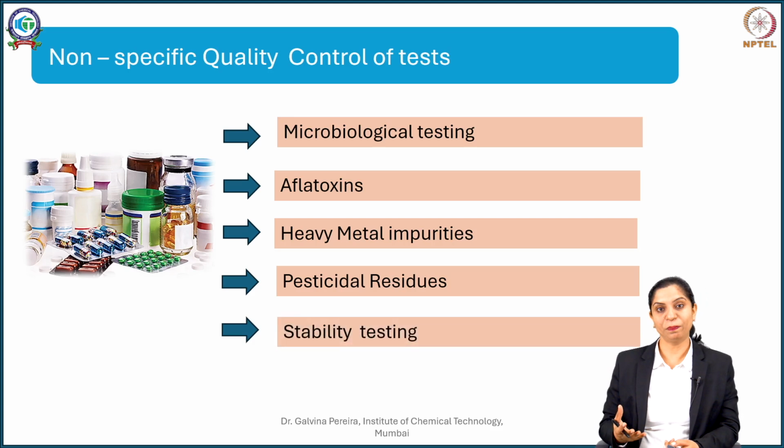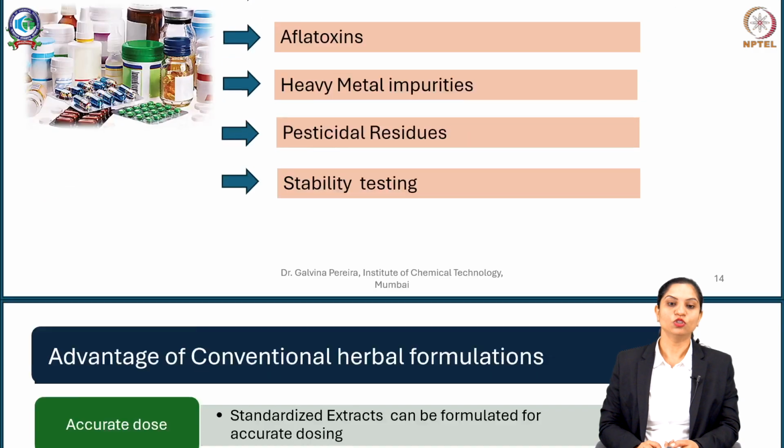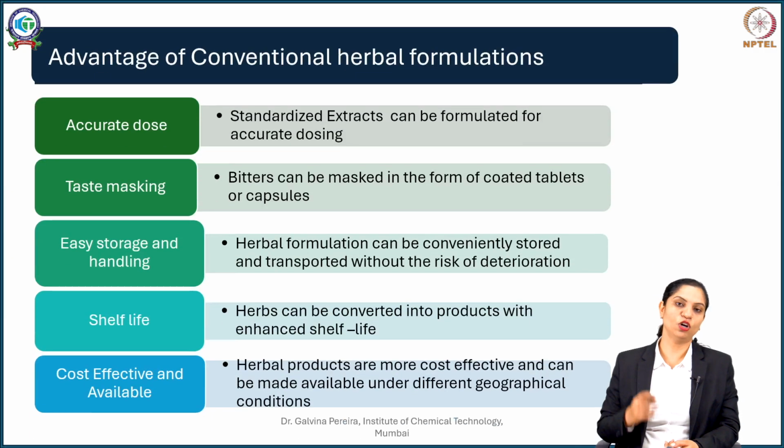Whatever formulation you prepare, you need to check for its stability so that the formulation or preparation is conducive towards its shelf life. So here are a few advantages of your conventional formulations. With conventional formulation, as compared to your herbs, you get accurate dosing, because many a time you use standardized extracts with respect to the active principle. Formulations help you in taste masking, especially bitters you can coat, or pungents you can take care of by putting them in capsules.